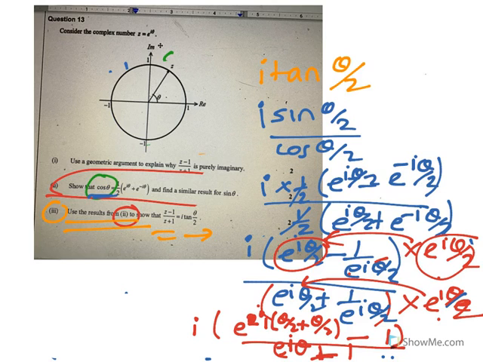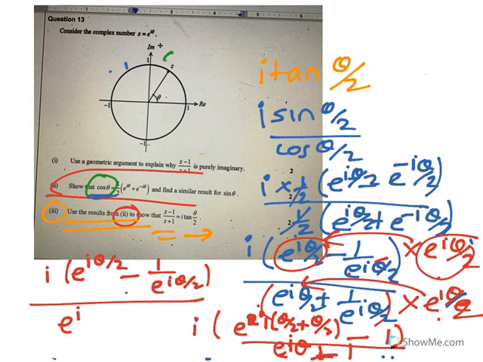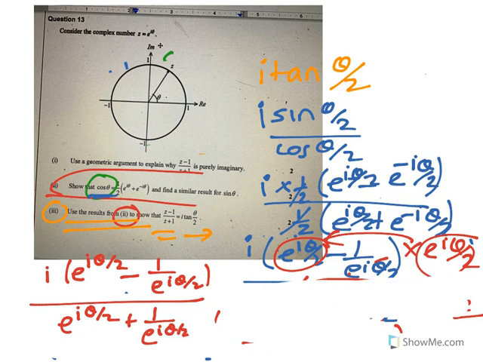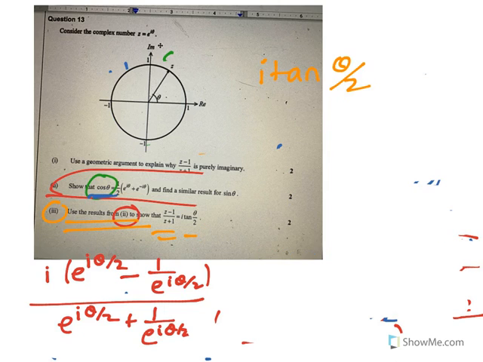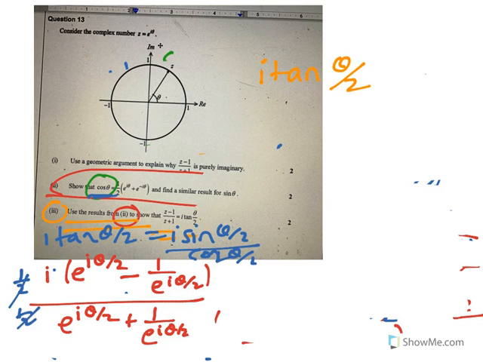So really what's happening when I multiply the top and the bottom, just to make this really clear, you get e to the i theta on 2 minus 1 over e to the i theta on 2, all over e to the i theta on 2 plus 1 over e to the i theta on 2. That comes from i tan theta on 2, which is i sine theta on 2 on cos theta on 2, and that's what I've got here. Now, they did have a half, but the half would have cancelled.